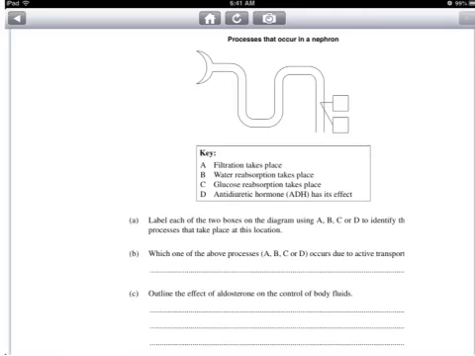This is a question that we were having issues with yesterday in class. So with a little bit of research and some evidence, I've put this together, so hopefully this should help out. Part A: label each of the two boxes in the diagram A, B, C or D to identify the processes that take place in this location. A is filtration, B is water reabsorption, C is glucose reabsorption, and D is ADH.